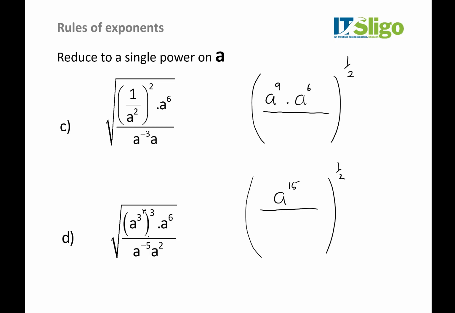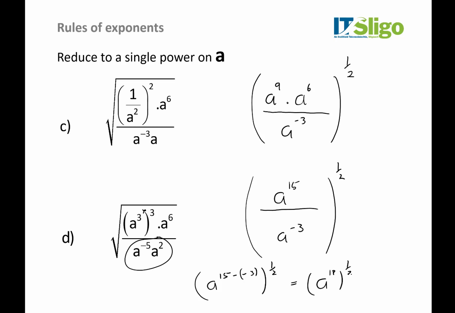On the bottom, I add my powers. I have a to the minus 3. Now again, a to the 15 minus 3. That'll give me a to the power of 18. And finally, using rule 5, we multiply our powers and we get a to the power of 9.